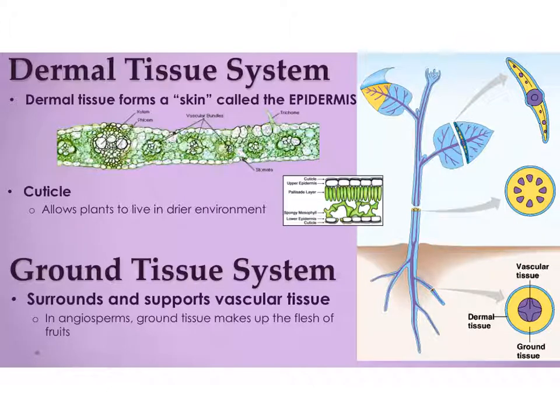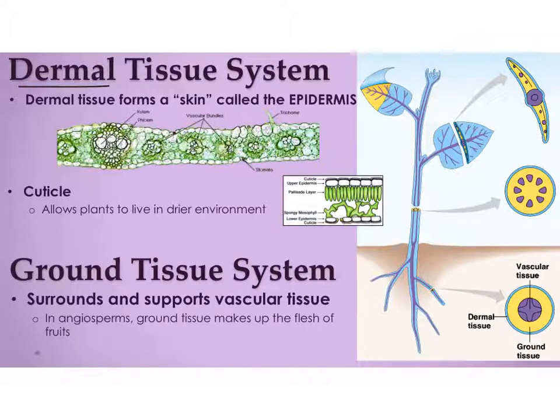The first one is dermal tissue, and maybe you've heard of the term derm before, but dermal is going to be the skin, so it's that outer layer. If you look on this image over here, it's all of the light blue color. That's the dermal tissue. It's that outermost layer. It's protective, and it's going to form the skin called the epidermis.